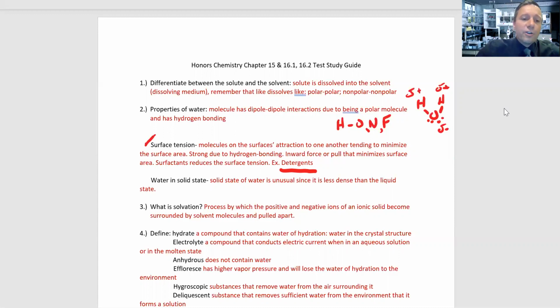Water in the solid state, that's our next point to look at. Remember, most of the time when you talk about a solid, the density is higher than a liquid because the particles are more compacted, stronger attraction. But when you talk about water in the solid state, it has the unusual effect that it's less dense than the liquid state. And that is why ice floats.